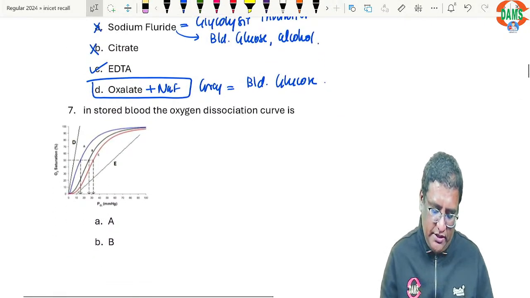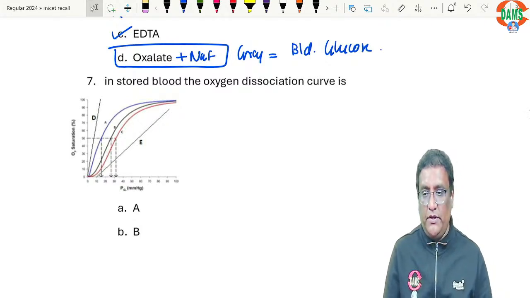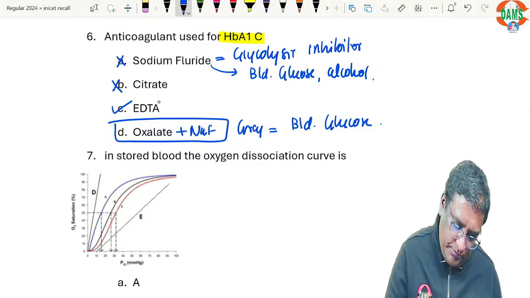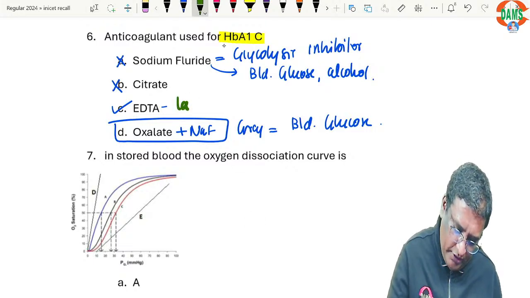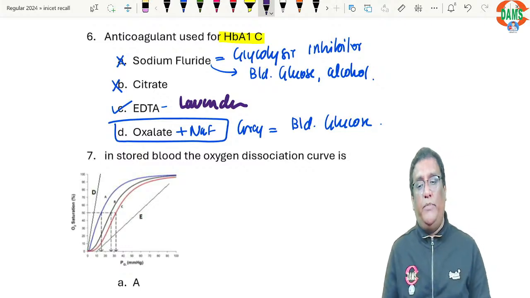Next, in a stored blood, the oxygen dissociation curve is, yeah, lavender color. So the option given was not lavender, it was purple, whatever word you use, lavender color or purple color.